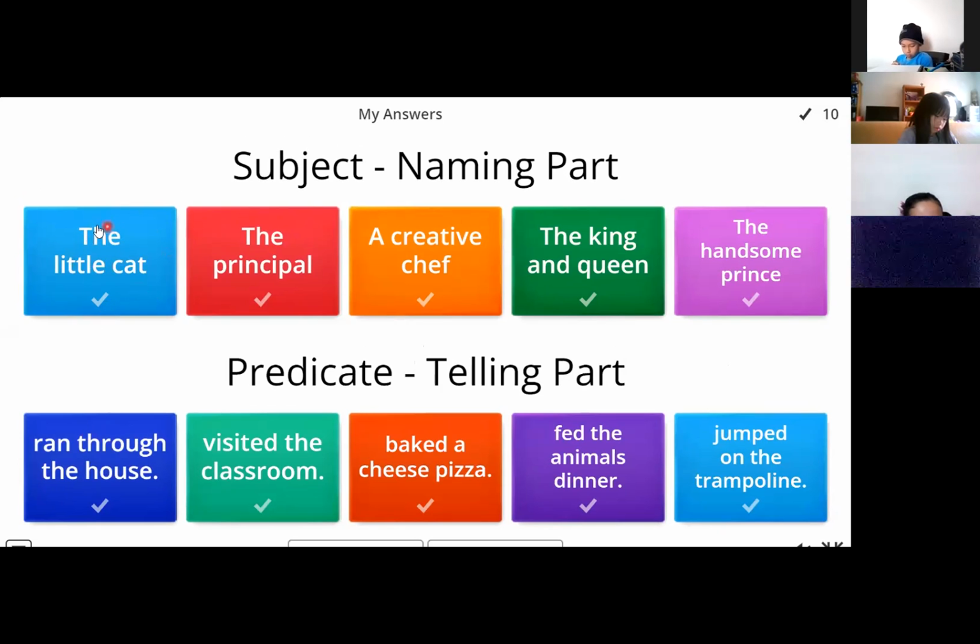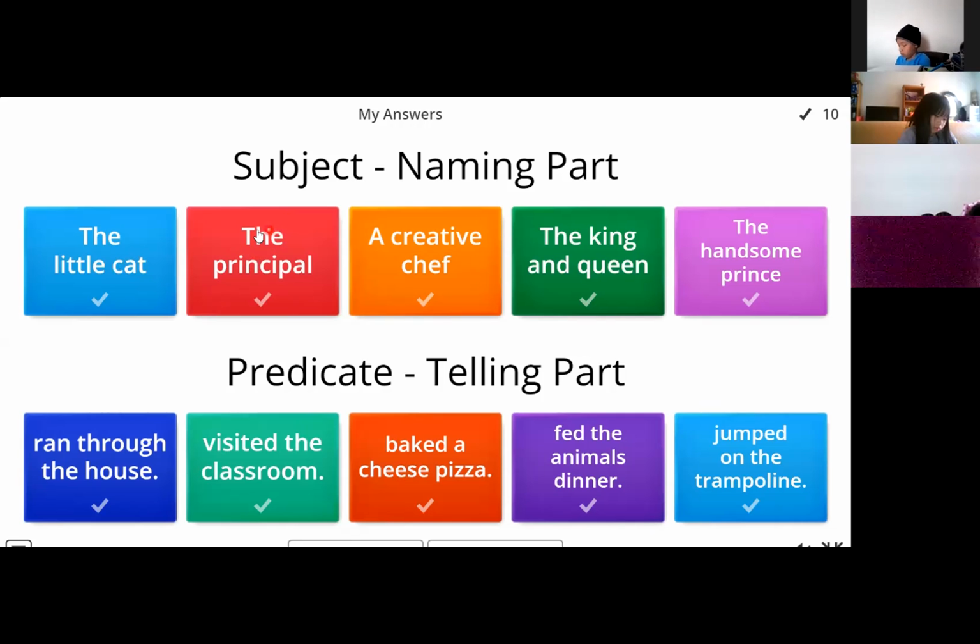Imagine that this is the sentence. The little cat is the subject and the predicate is ran through the house. So we're talking about the cat. The cat is the simple subject. It's the most important word in the subject.